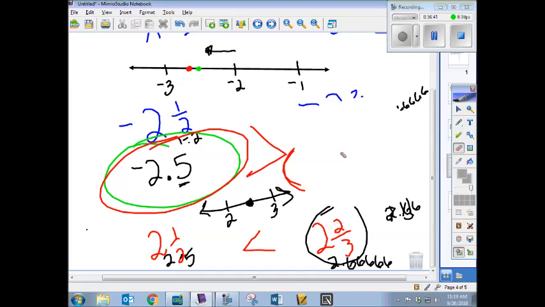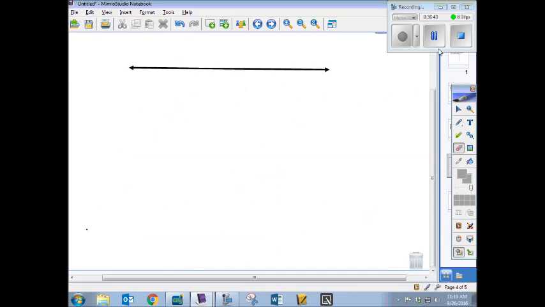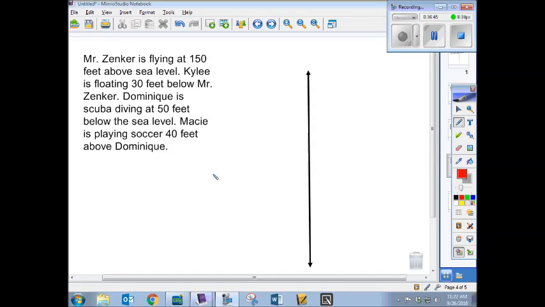All right. I'll read it again to you. Mr. Zenker is flying at 150 feet above sea level. Kylie is floating 30 feet below Mr. Zenker. Dominique is scuba diving at 50 feet below the sea level. And Macy is playing soccer 40 feet above Dominique. Okay? So, vertical number line.